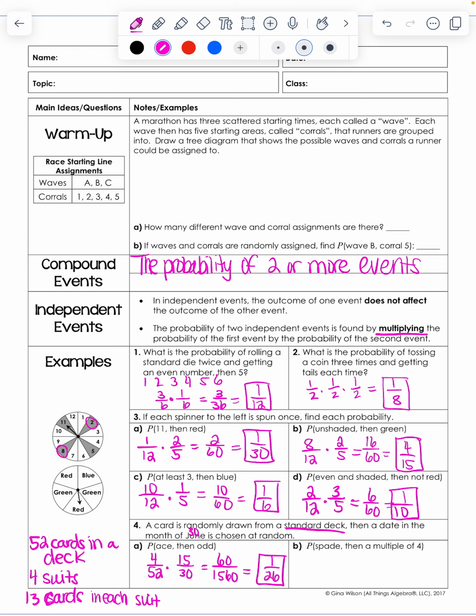The probability of the card being chosen is a spade. That would be 13. There's 13 spades out of 52 total cards. And then a multiple of 4 out of the dates of June. So the multiples of 4 would be June 4th, June 8th, June 12th, 16th, 20th, 24th, and 28th. That's 1, 2, 3, 4, 5, 6, 7 numbers that are multiples of 4 in June. So 7 out of 30. And that would be 91 over 1,560, which simplifies down to 7 over 120.